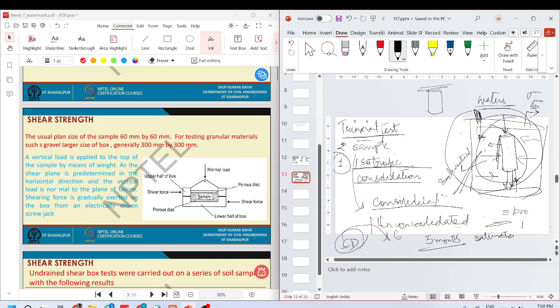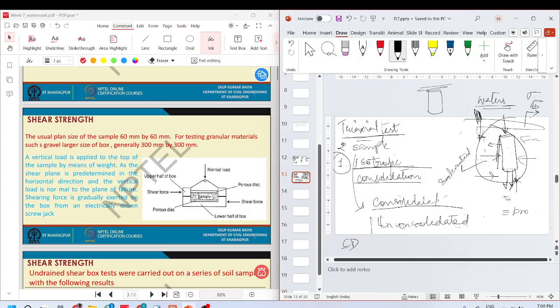So it is a matter of preference. If you have the time and the resources, you go with the CD test. If you want a quicker solution, you go with the CU test. The CU test is a middle ground between the UU and CD test. This is preferred.